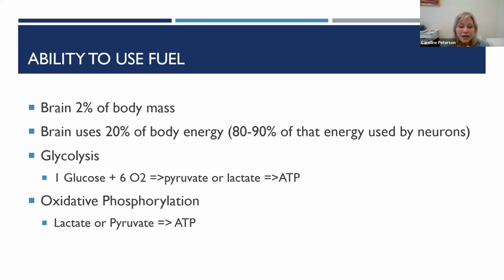And we know that the brain is very demanding. Even though it's a tiny bit of mass, it uses a huge part of the body's energy. And most of that is used by the neurons in the brain.